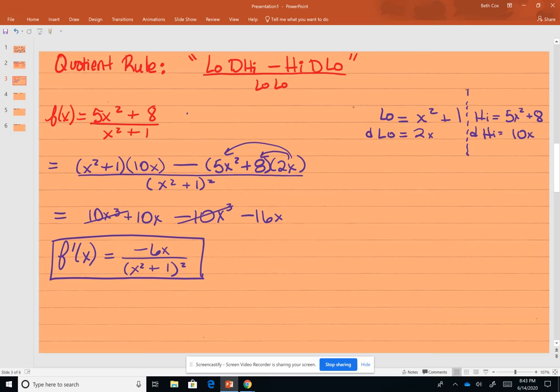Low-de high minus high-de low over low-low. Here we go. Just math, y'all.